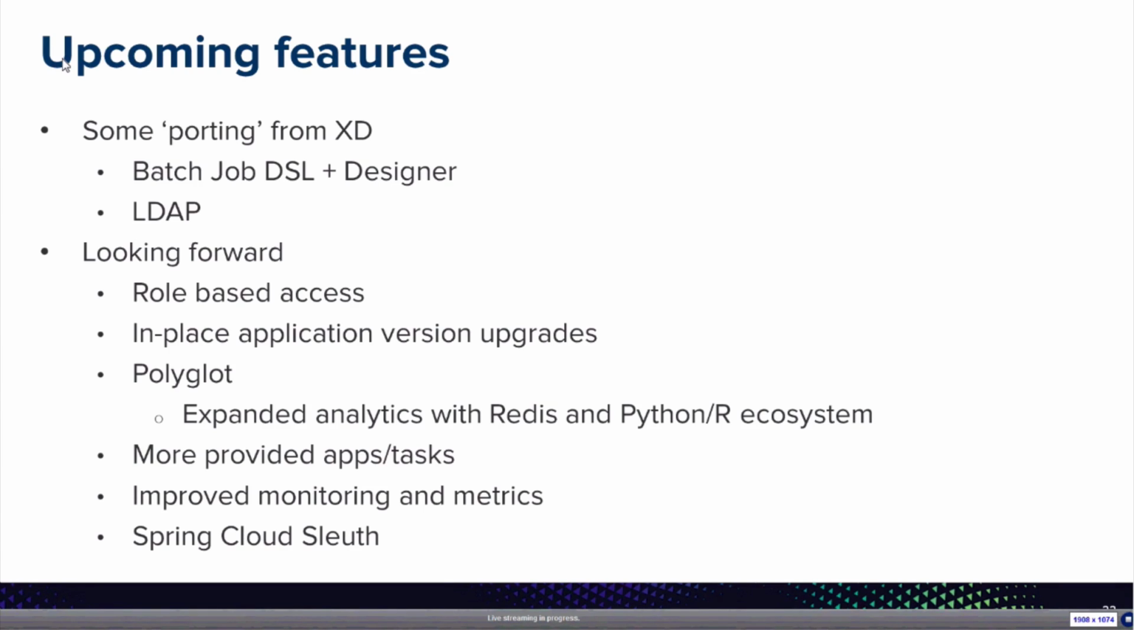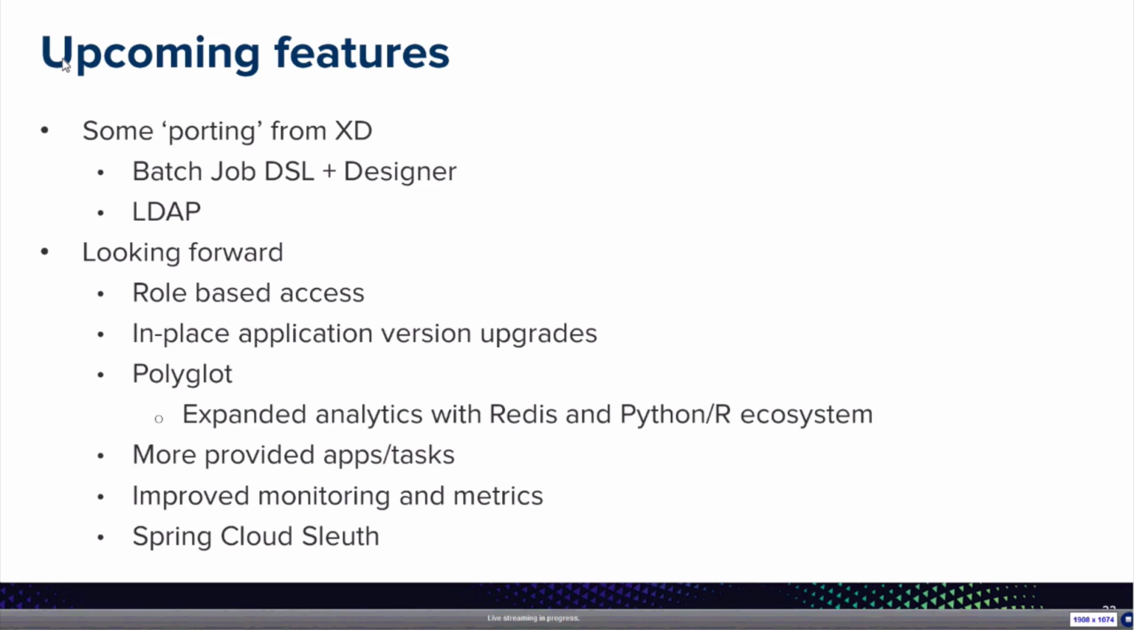We want to deploy apps that aren't just Java apps, but for example, they might be Python apps. This way we can have more advanced analytic scenarios. Always keep increasing the number of provided sources and sinks and tasks so that there's less for you to do and you can get started right away. Monitoring and metrics is a very important thing. We have some basic monitoring and metrics right now, but we'd like to get much more visibility into the details of what's going on.